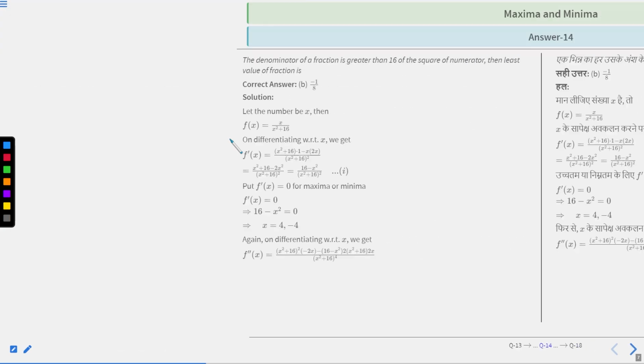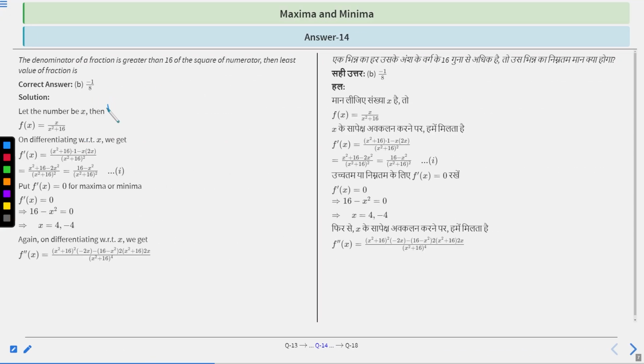Okay, let's move to the solution part C. Let the number be x, then f(x) is equal to x upon x squared plus 16, as given from the question. The denominator of a fraction is greater than 16th, 16 of the square of numerator, right? Now, on differentiating with respect to x, we get f dash x equal to (x squared plus 16) into 1 minus x into 2x upon (x squared plus 16) whole square, right?